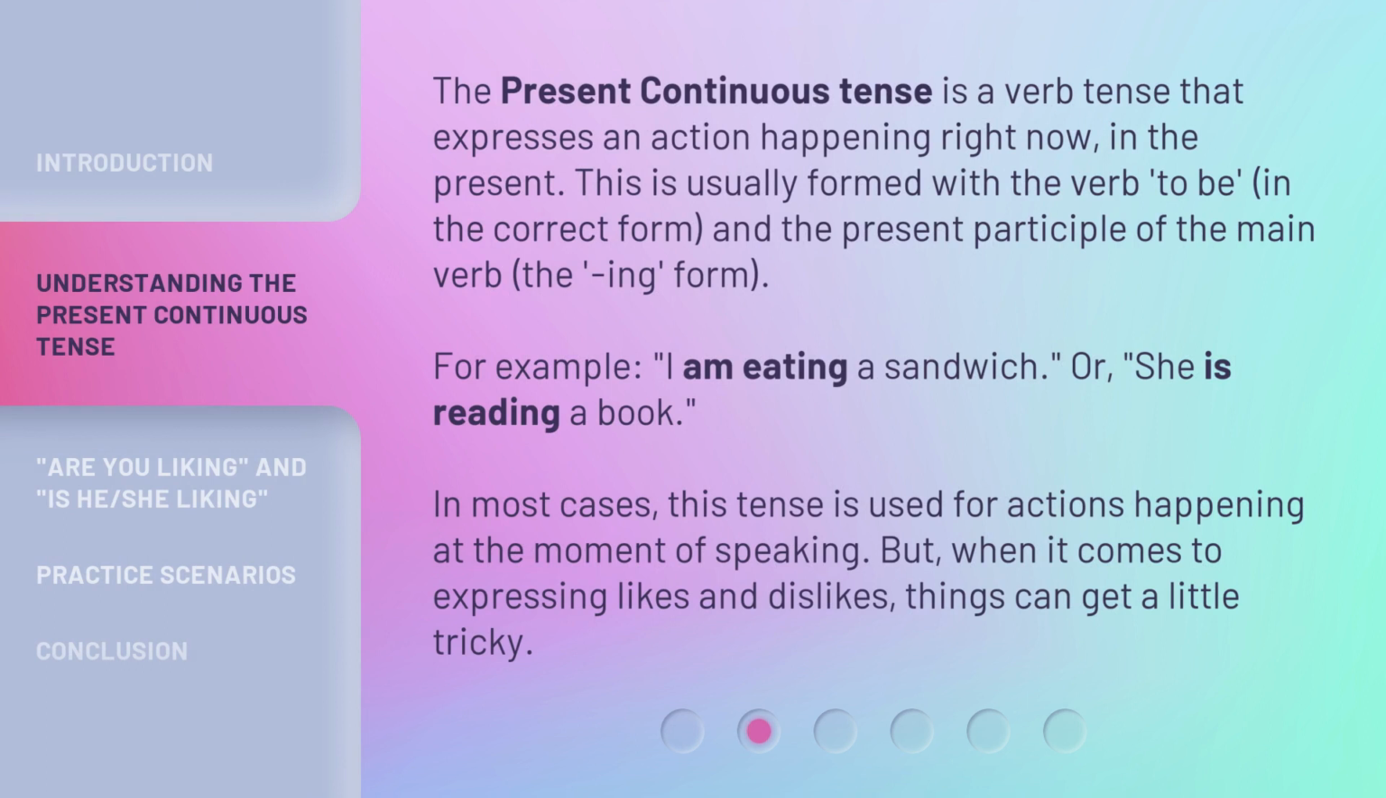The present continuous tense is a verb tense that expresses an action happening right now, in the present. This is usually formed with the verb to be, in the correct form, and the present participle of the main verb, the -ing form. For example, "I am eating a sandwich," or, "She is reading a book." In most cases, this tense is used for actions happening at the moment of speaking. But when it comes to expressing likes and dislikes, things can get a little tricky.